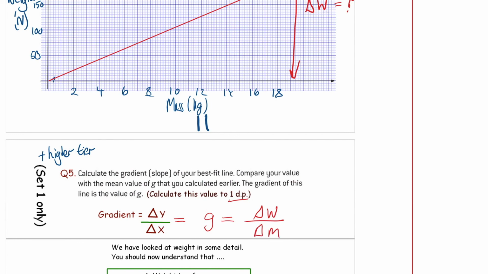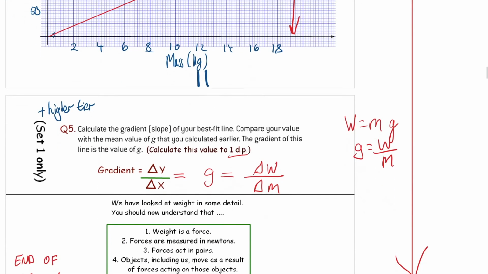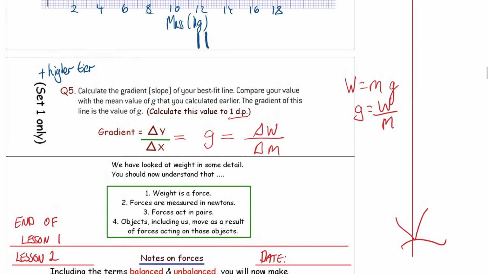That's correct, isn't it? Let's just double check. W equals mg. I can remember that. Therefore, g equals W over m. Yeah. Okay, so that's the end of lesson 1.